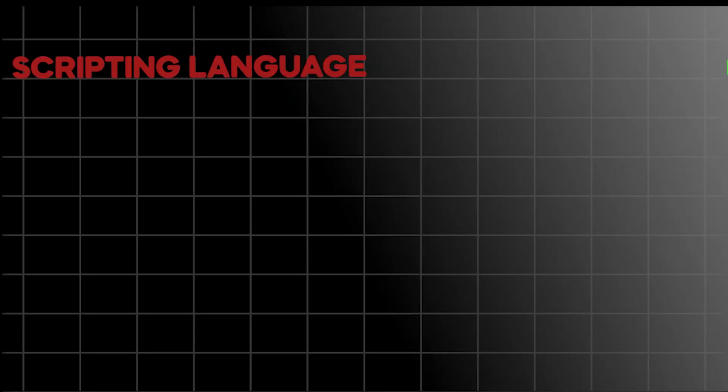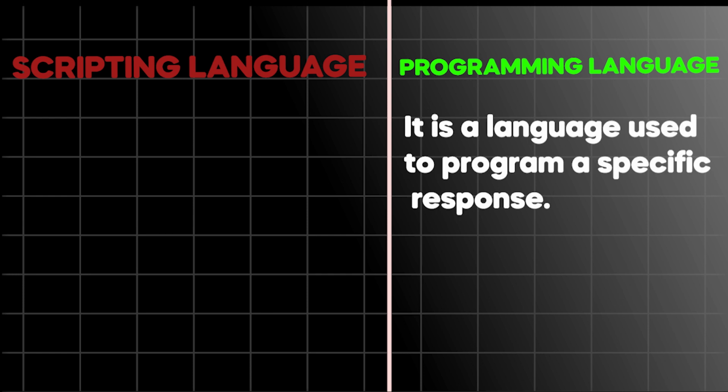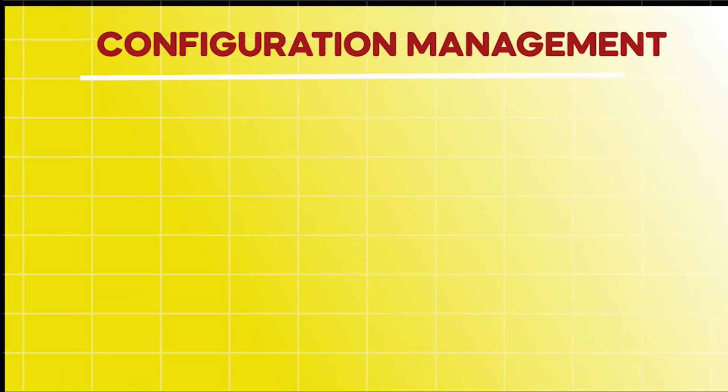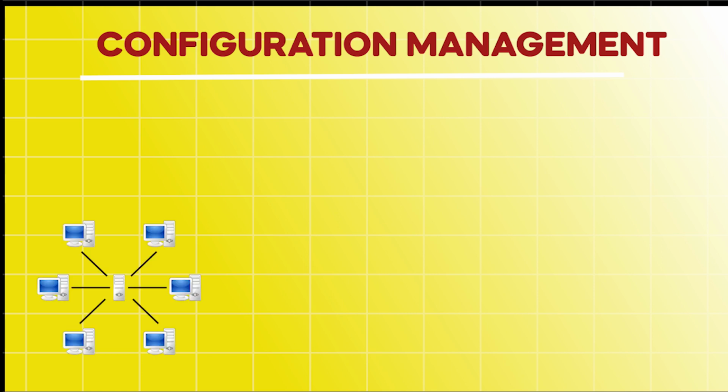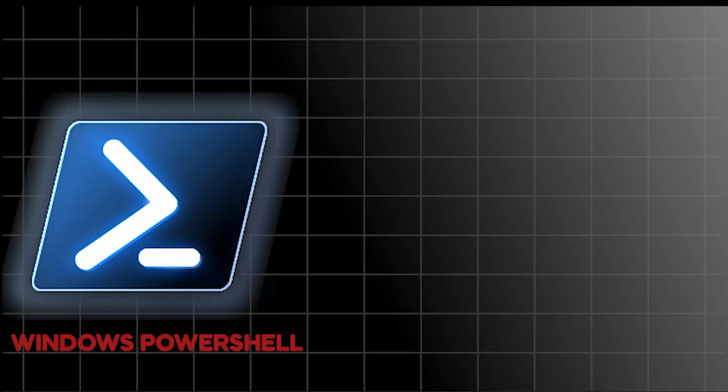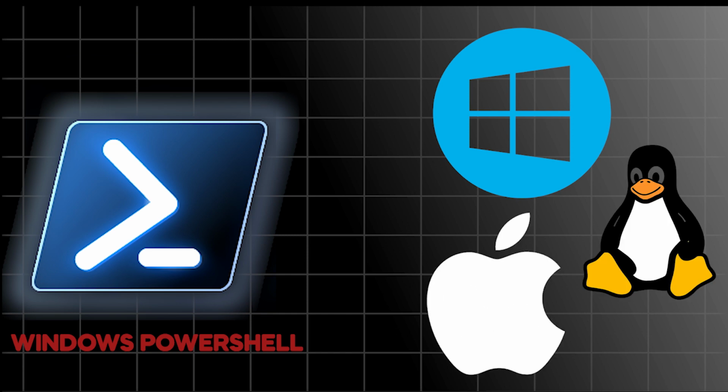Its second component is scripting language, which must not be confused with programming language, as programming language is a language used to tell a system about a specific action, while a scripting language is a language that is used to write just a small piece of programming language. The third component is configuration management, which is the process of maintaining computer networks, databases, and software in a consistent, planned condition. All these components make up the Windows PowerShell that runs on Windows, Linux, and Mac OS.